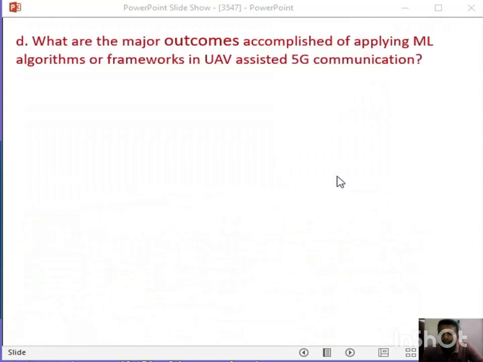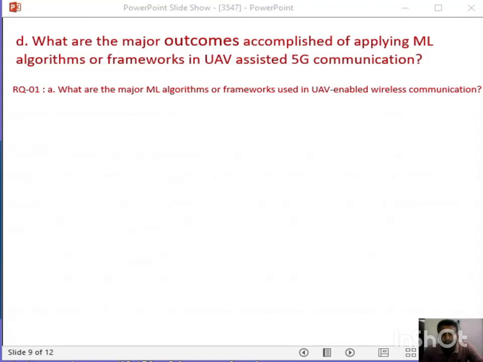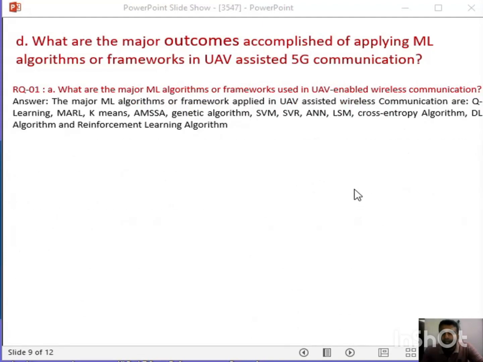The fourth question was, what are the major outcomes accomplished of applying machine learning algorithms or frameworks in UAV assisted 5G communication? So the outcomes are as follows. Research question 1: what are the major machine learning algorithms or frameworks used in UAV enabled wireless communication? Answer is, the major machine learning algorithms or frameworks applied in UAV assisted wireless communication are Q learning, MARL, K-means, AMSSA, genetic algorithm, SVM, SVR, ANN, LSM, cross entropy algorithm, DL algorithm, and reinforcement learning algorithm.